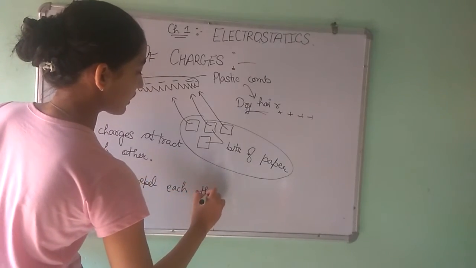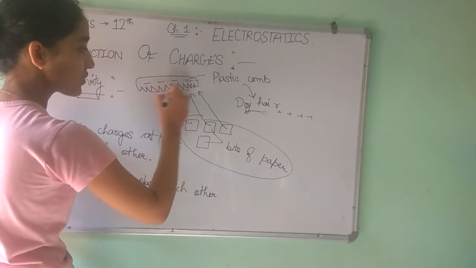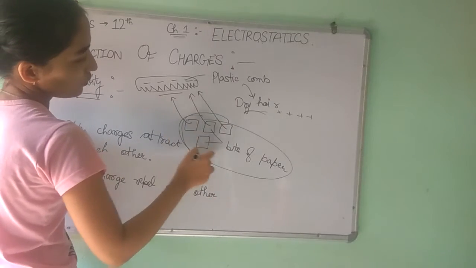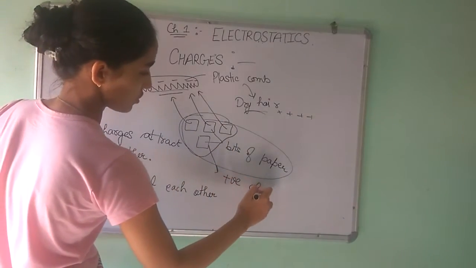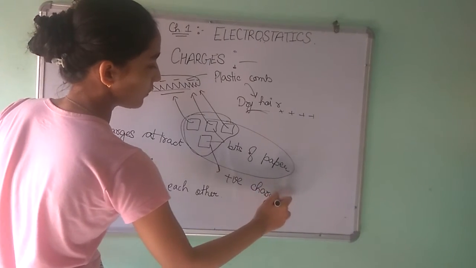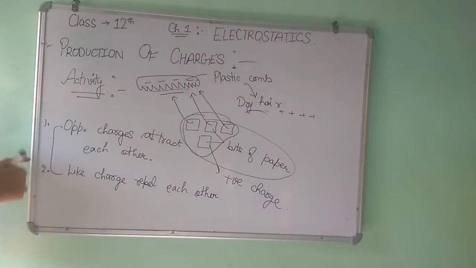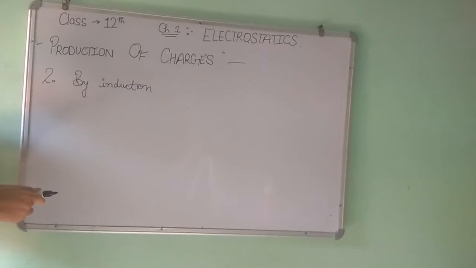So if these are attracting each other and here is negative charge, which charge is on the bits of paper? It will surely be positive charge. So by this property, you can find the charge on any object.